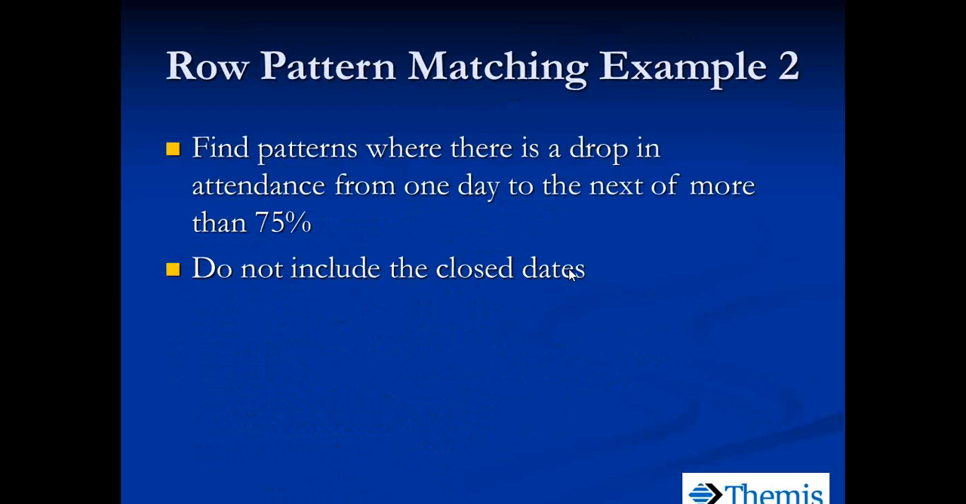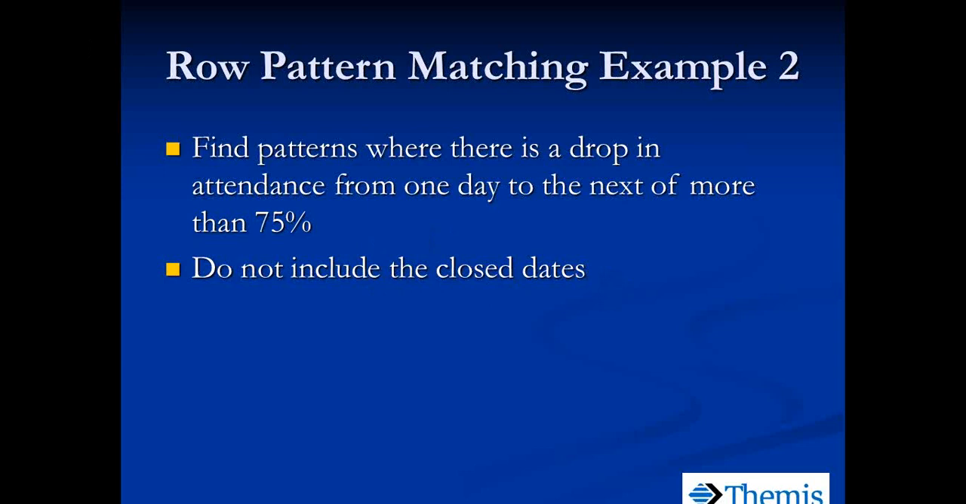All right, I'm going to go through these examples here. Like I said, they're all kind of the same, but yet pretty different. Let's look at the second one here. This is really important. This is a good one too. Find patterns where there's a drop in attendance from one day to the next of more than 75%. So I'm going to be comparing just two rows, the current row to the next row. And if the attendance goes down more than 75%, it does a pattern match, and that's in my output. I'm not going to include dates where the museum or whatever is closed, because those have zero attendance. I'm not interested in those.